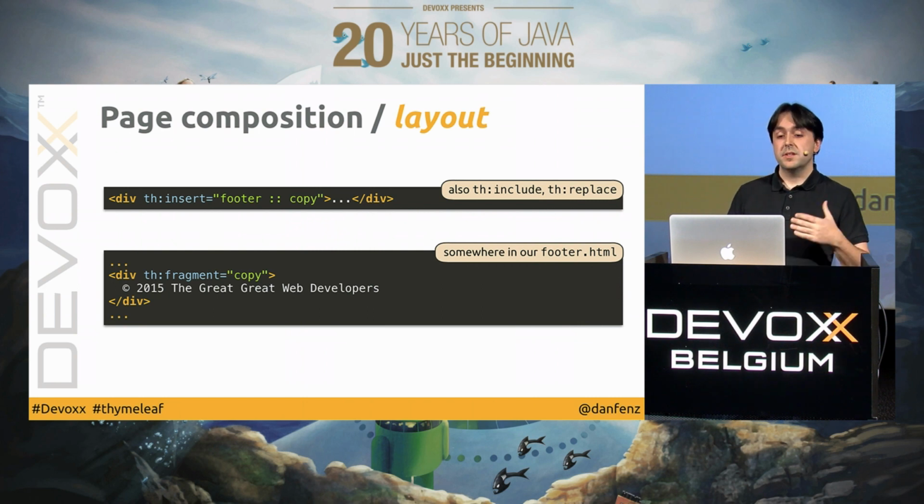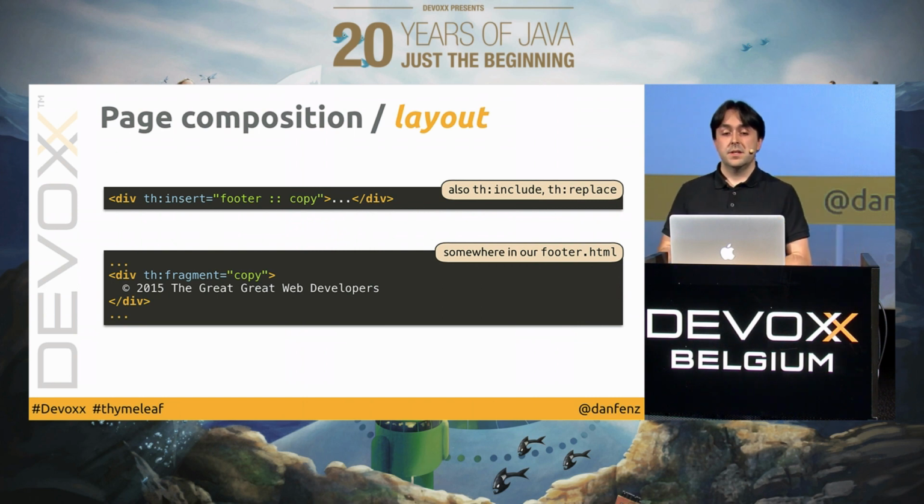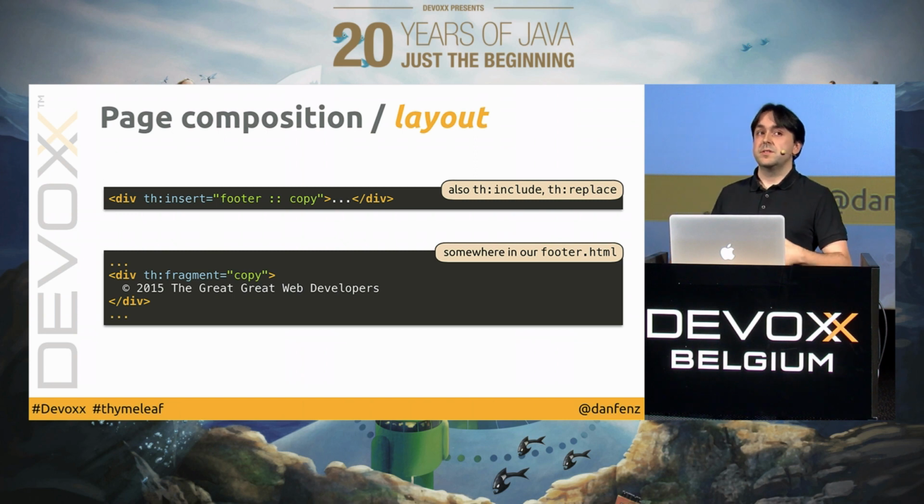Page composition is something that is very important for all of us. It is very needed. It allows us to avoid duplicated code, that thing when you don't really need in your applications to write your header and your footer and your menu in every template. You just want to do it once, then use it elsewhere. In Thymeleaf, there are many ways to do it.